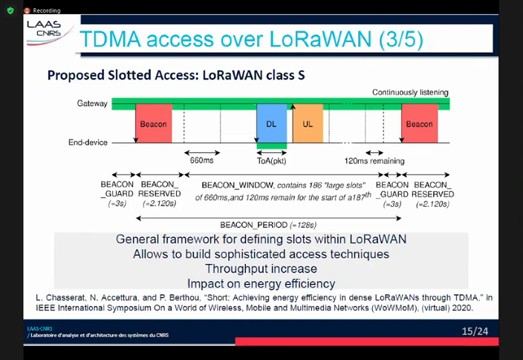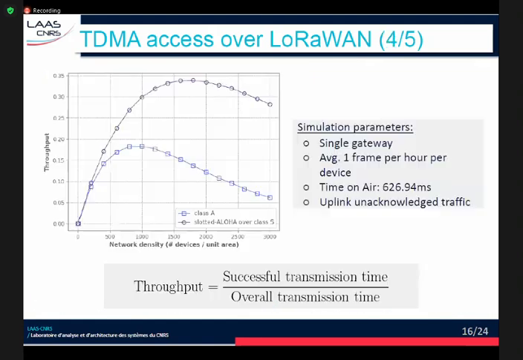Based on that, we have compared in a simulator what would happen if we use pure Aloha or slotted Aloha, and we have seen that with this minimal modification to LoRaWAN, we can implement slotted Aloha and we can double the throughput.